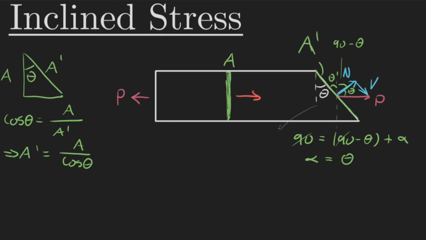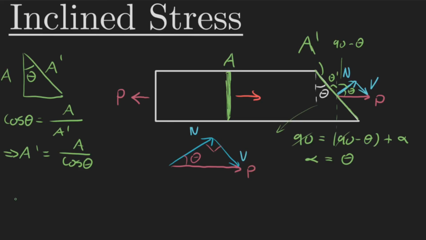All right, now if we bring out this triangle, what we have is our normal force, our shear force, and our load P. So these are perpendicular, and then this angle right here is theta. All right, normal force right here. And then we have our normal force, our shear, and our load.